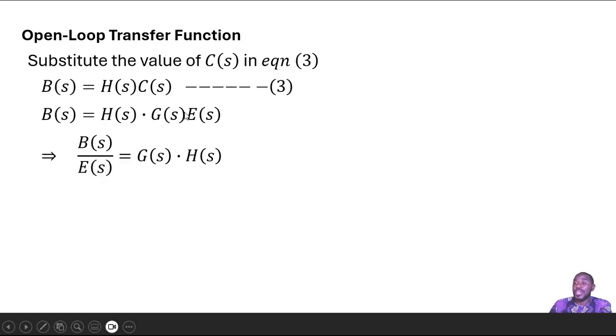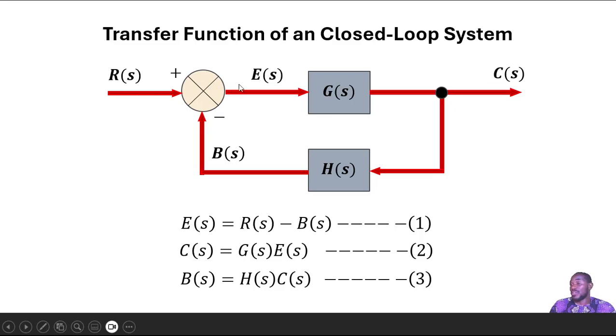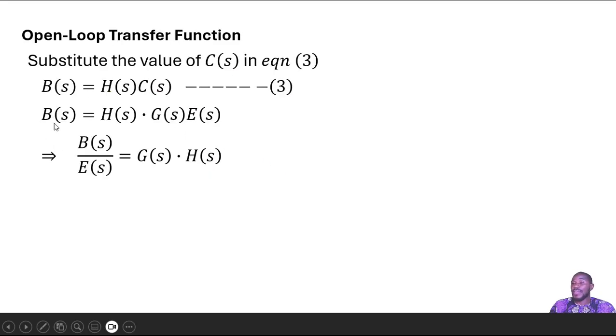If we now divide both sides of this equation by E of S, on the right hand side, it will cancel itself out, leaving you with G of S, H of S. We've ordered it this way because that's the order that you meet as you move from left to right. You see G of S, then H of S. And then on the left hand side, you now have B of S over E of S, which gives you the open loop transfer function of this closed loop system.